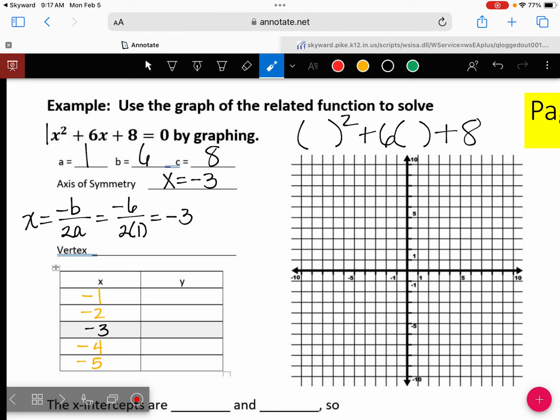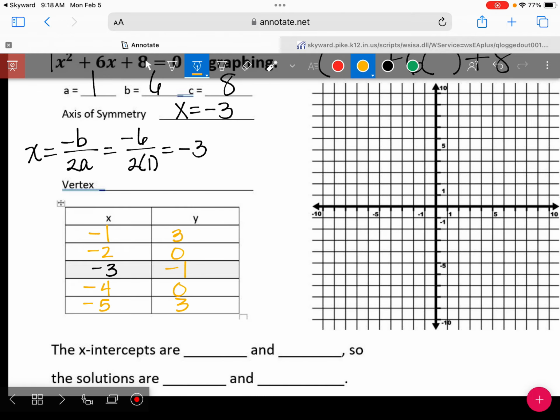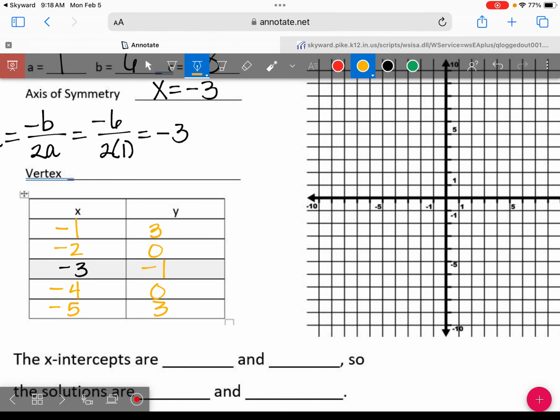So I think you all got, for -1, what did you get? 3. Who got 3? All right, and you should get the same thing for -5. What about -2? 0. Anybody else get 0? So what other number should you get 0 for? -4. And then your vertex, your y value, what did you get? -1. All right, so let's go ahead and graph these points.